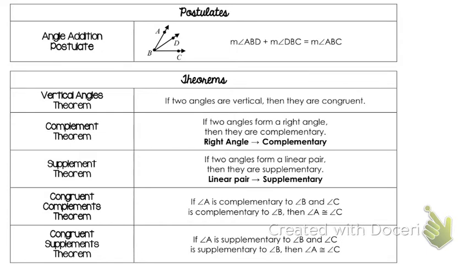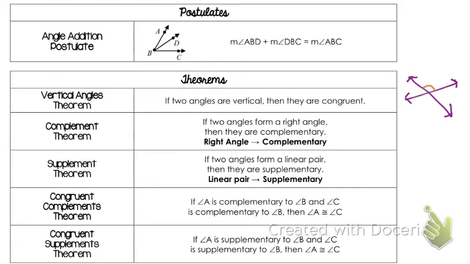Vertical angles theorem. If two angles are vertical, then they are congruent. Do you remember what angles are vertical angles? What that means? Not 180. That's a linear pair, I think. Not necessarily. Vertical, straight up and down. Vertical angles are the ones that make an X.